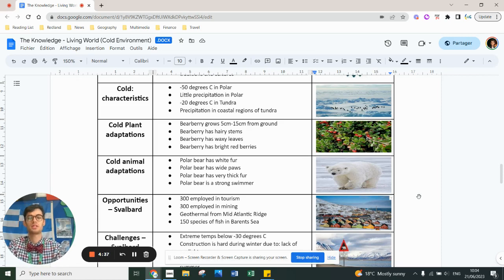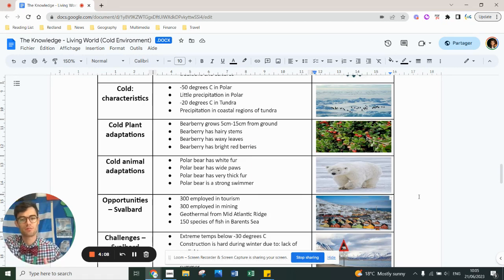The key characteristics of these cold deserts are extreme temperatures, cold temperatures in this case. So we're looking at about minus 50 degrees in the polar environments. Very little precipitation because they're deserts. So in some parts of Antarctica, it's never rained for millions of years. It's just that the snow's there because it's water that has frozen from the sea and has been moved around and blown around. It can be minus 20 degrees in the tundra in the winter. Precipitation in coastal regions of the tundra does exist, so you do have some life.